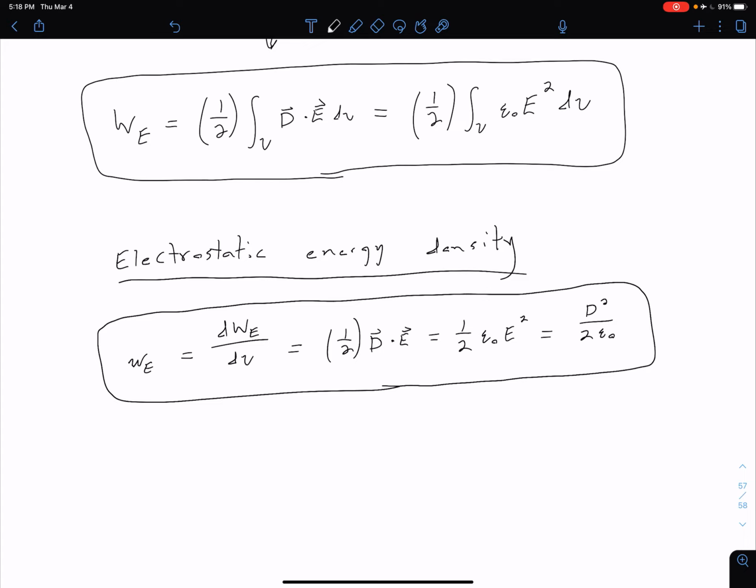So in the next video, we're going to take a look at a brief example to conclude this unit on electrostatics.